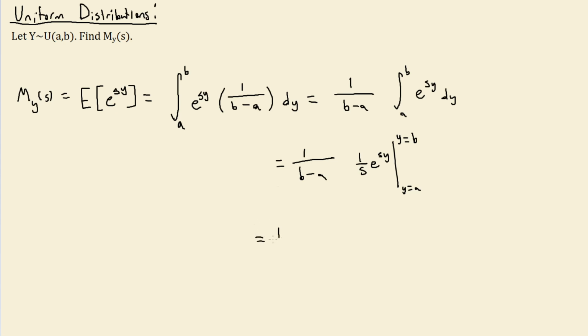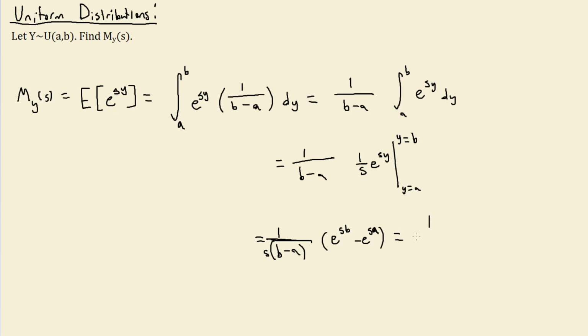So this will give us 1 over b minus a, and then this 1 over s is going to be there for both of these variables. So I'll just pull it into this constant multiple out front. So it'll be 1 over s times b minus a, and then we'd have e to the sb minus e to the sa.